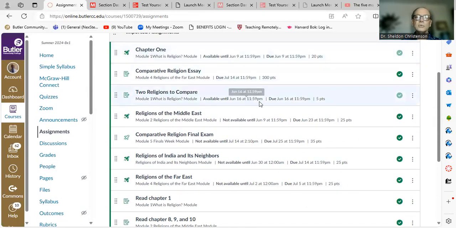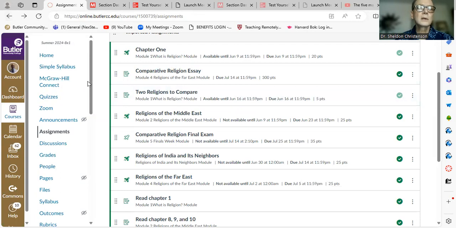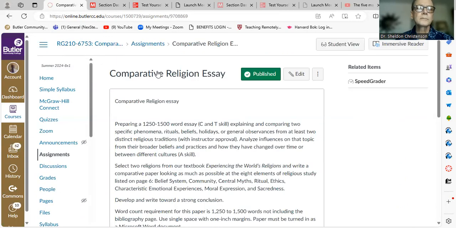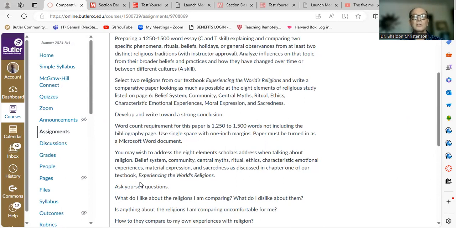2 religions to compare is due June 16th. Figure out 2 religions you want to write your essay about, and then submit a little note saying what they are, so I can write those down and know that everybody's on the right track, that you're thinking about it. The essay itself is due June 14th, and has rubrics. 1,250 to 1,500 word essay explaining, comparing two specific phenomena, rituals, beliefs, holidays, or general observations of at least two distinct religions, traditions with instructor approval. Use something from the textbook.